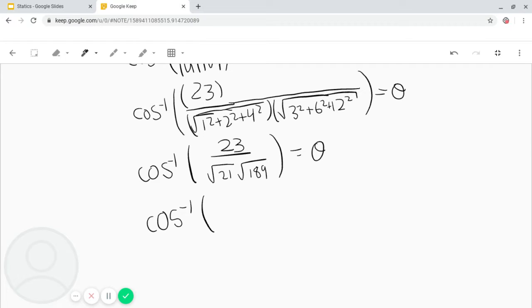So that would be equal to 23 over root 21 times root 189. Sorry, didn't have to write all that out. So then we just get theta is equal to 68.6 degrees. And that is it.